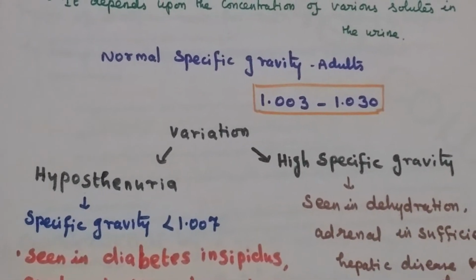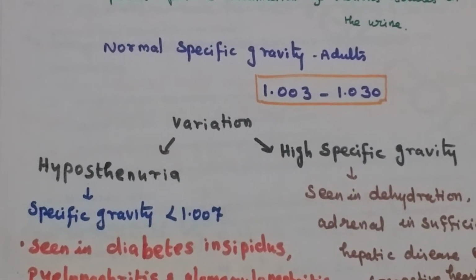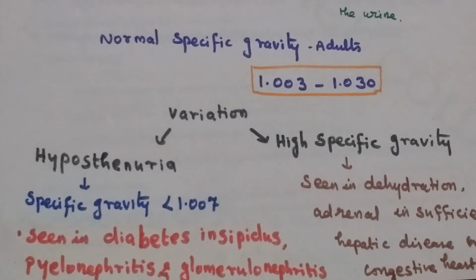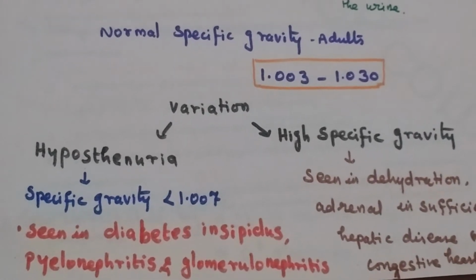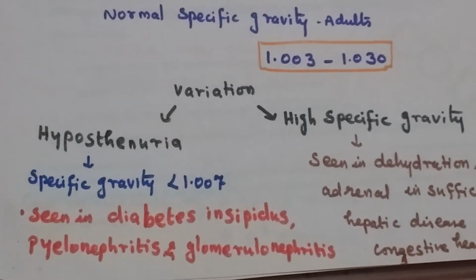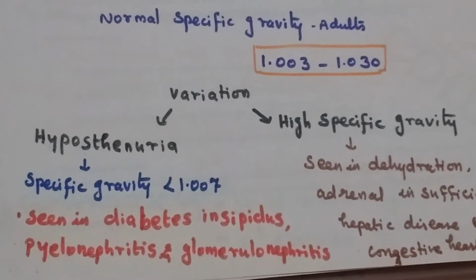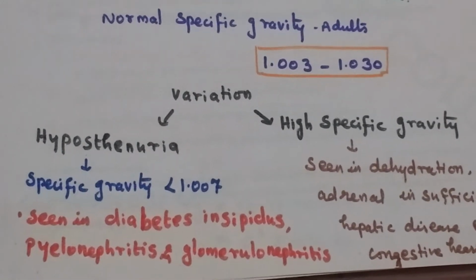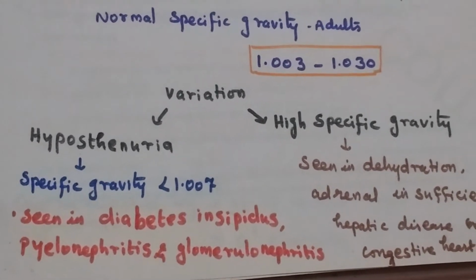If the specific gravity is less than 1.007, it is known as hyposthenuria. It can be seen after infections such as pyelonephritis and glomerulonephritis. If the water level increases, solute concentration is decreased.